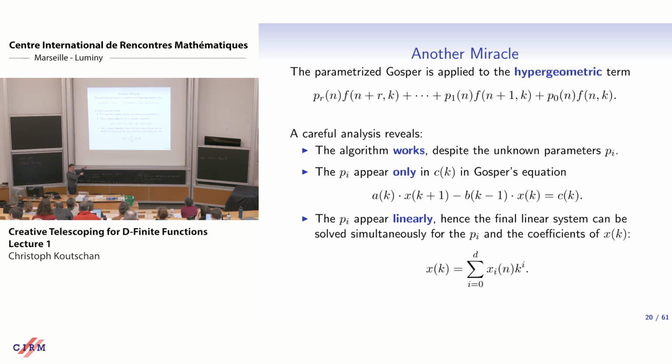And then either the system does have a solution, then we are happy and we can finish. If not, this means our ansatz with the order r was too small. We have to increase it and try again. And the general theory guarantees us that after a certain number of steps, this process will come to an end.